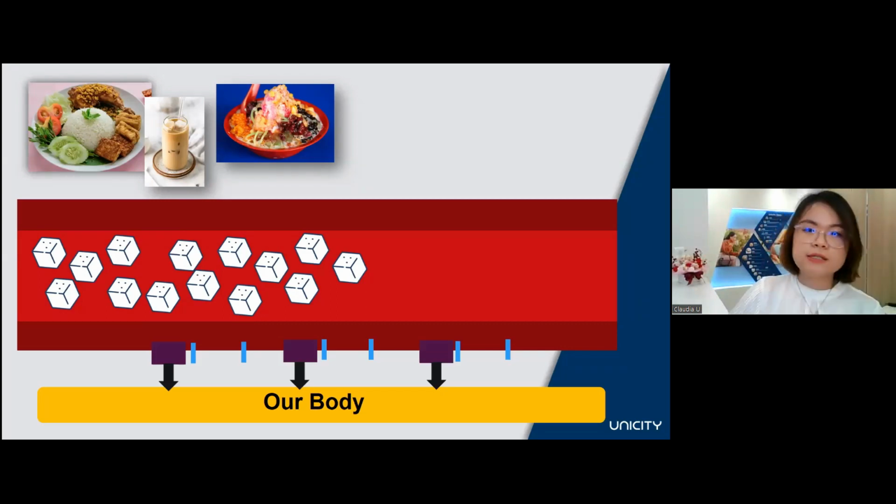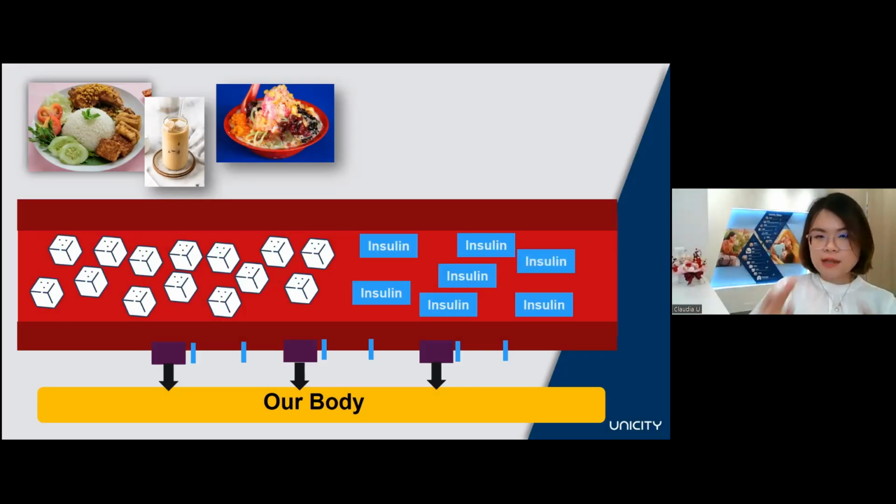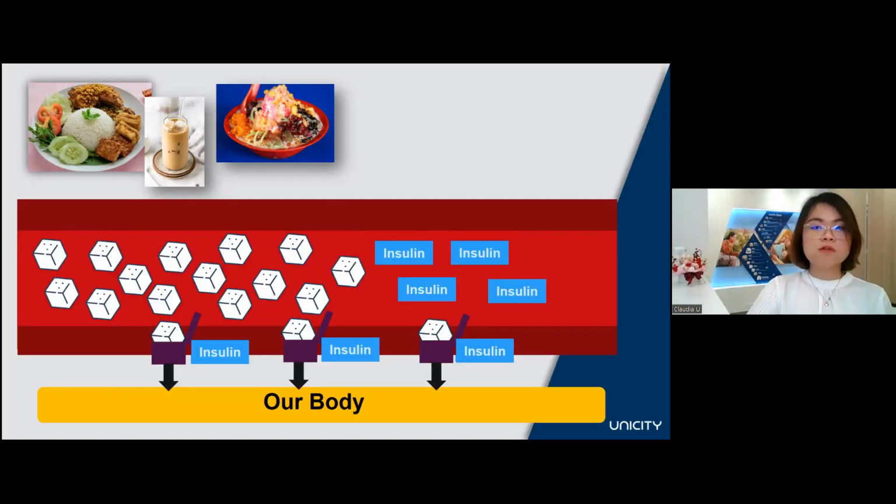So in order to bring this down, because sugar cannot stay very long in our bloodstream, it will signal our body to produce more insulin. Your body has to produce the same amount of insulin to offset the same amount of sugar that is in your blood. So more sugar means your body has to produce more insulin, right? Insulin will then attach itself to specific receptor sites, and that's where the channel will open, and all this sugar will then be able to enter into our body.